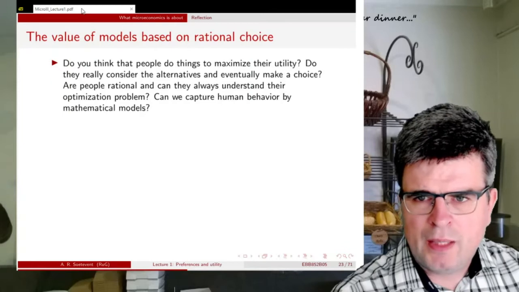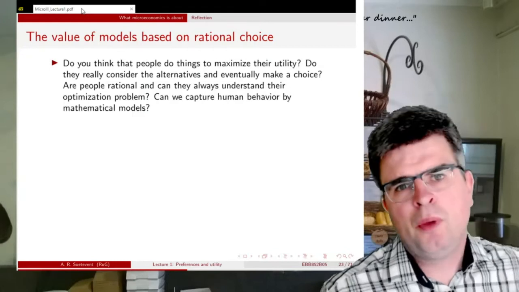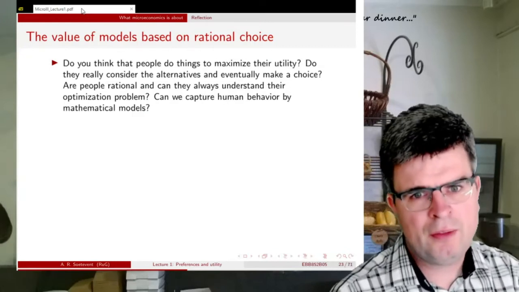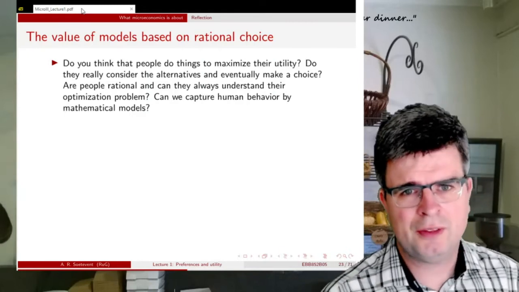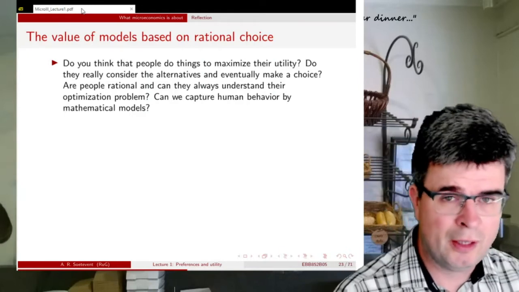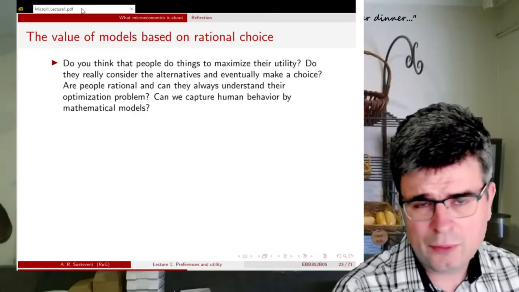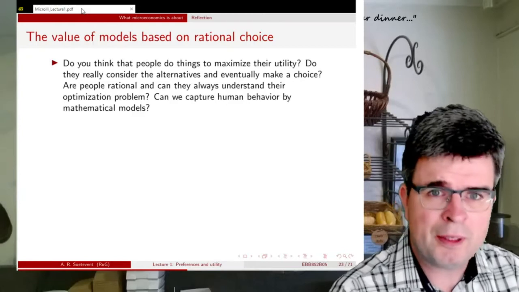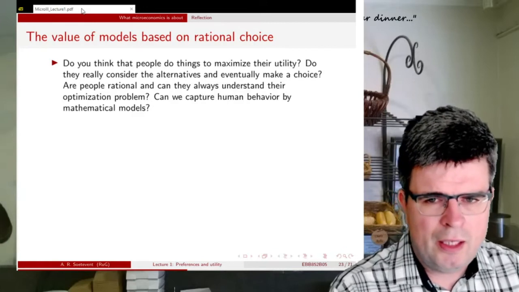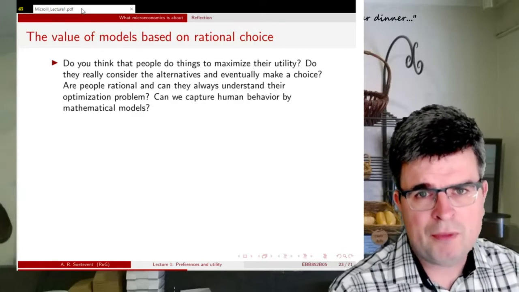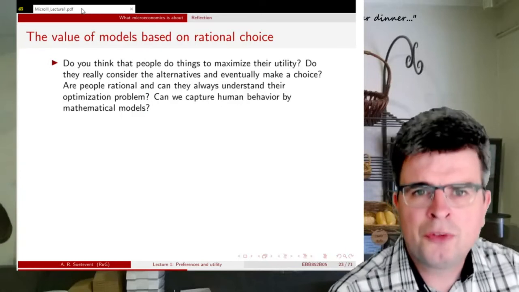So, yeah, then of course a question that naturally comes up is, okay, do we really think that people maximize their utility? Are they really these walking calculators that every time that they have to make a decision, make an explicit calculation on what to do? Do they really consider all alternatives available each time that they have to make a choice? And is our representation by mathematical models really super realistic? The answer to that is no.